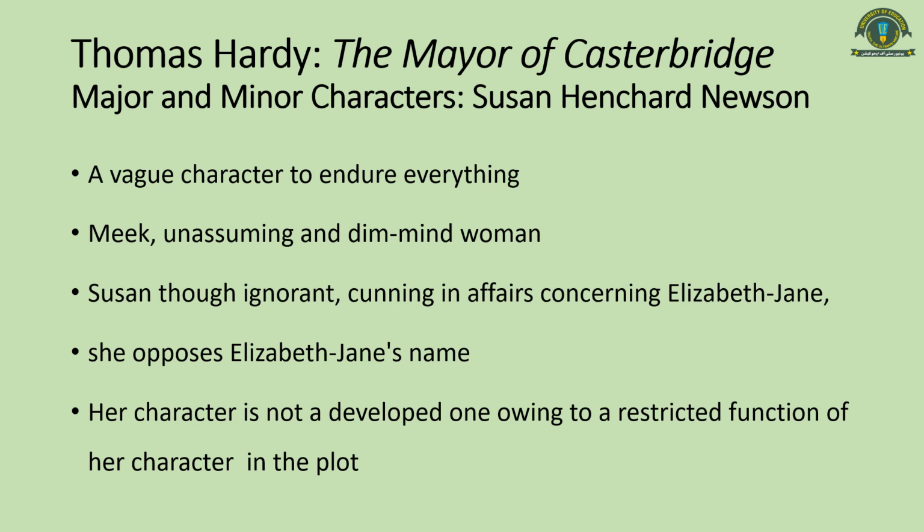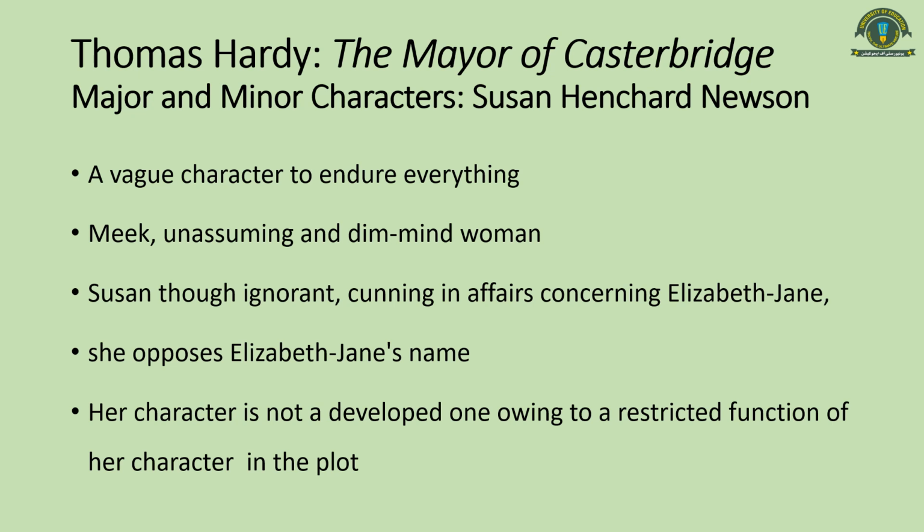Though we see that Susan is a bit ignorant about the world, she's very cunning as far as the affairs concerning Elizabeth Jane are concerned. She purposefully does not disclose Henchard's relationship to Elizabeth Jane, and she does not disclose the secret about Elizabeth Jane to Henchard. She only tells Elizabeth Jane that he's a distant relative.